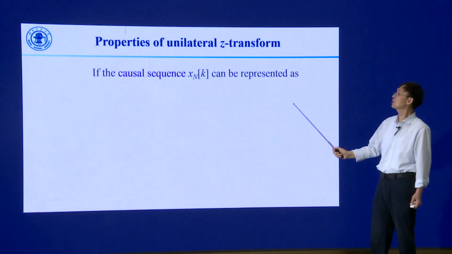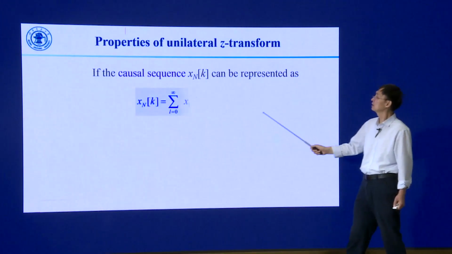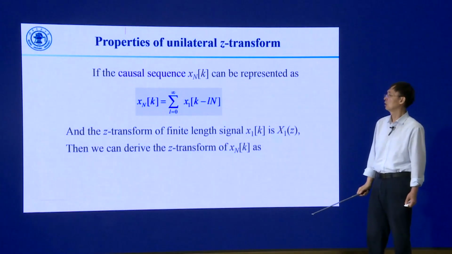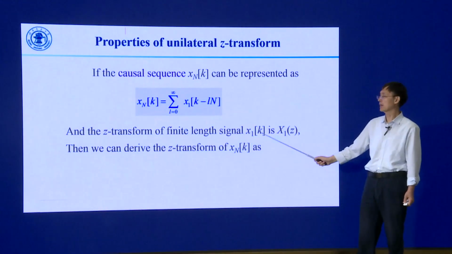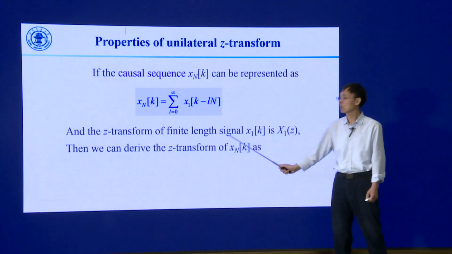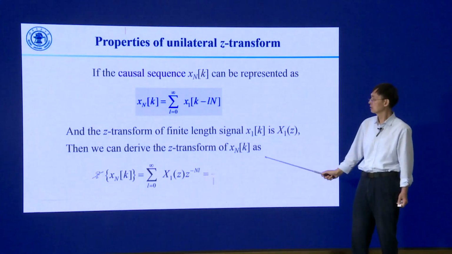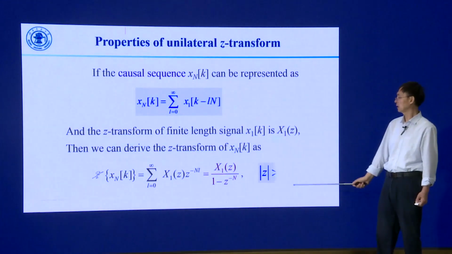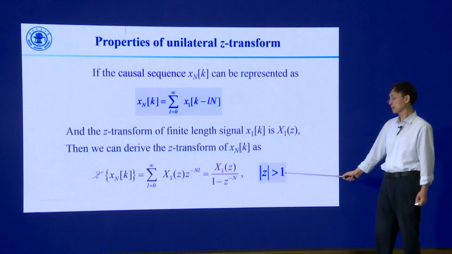If the causal sequence x of k can be represented as this equation, and the Z-transform of the finite length signal x1 of k is X1 of z, then we can derive the Z-transform of x of k as in this expression. Here, the ROC is greater than 1.